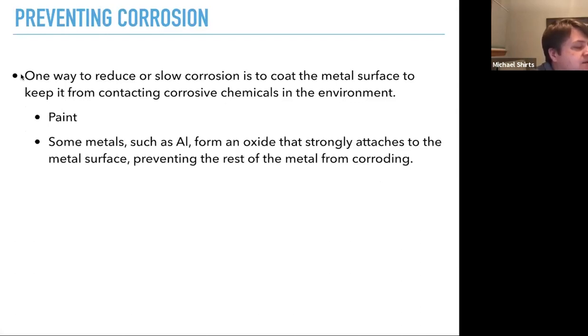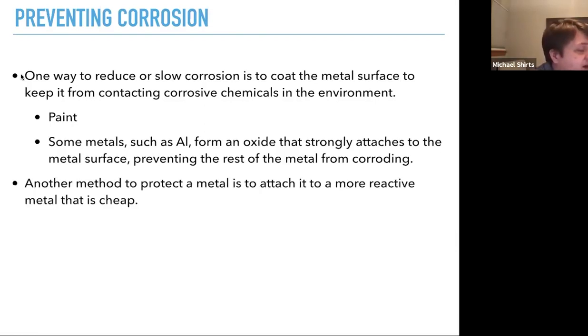Some metals, such as aluminum, form an oxide that strongly attaches to the metal surface, preventing the rest of the metal from corroding. So you could actually put aluminum on top of the iron, and it'll form an aluminum oxide barrier on the iron.